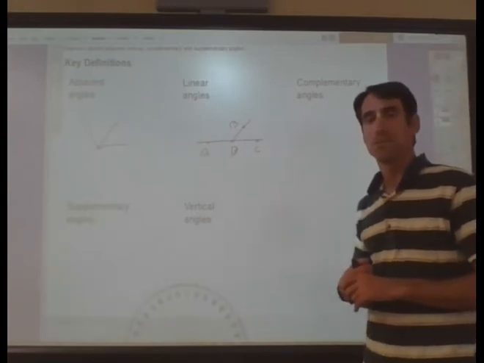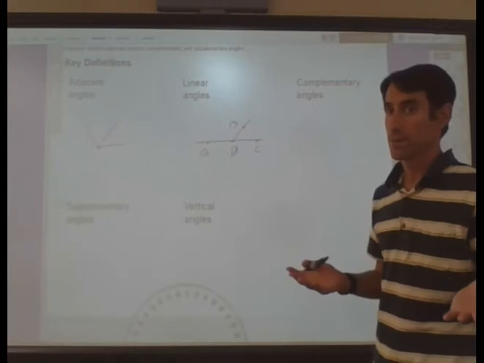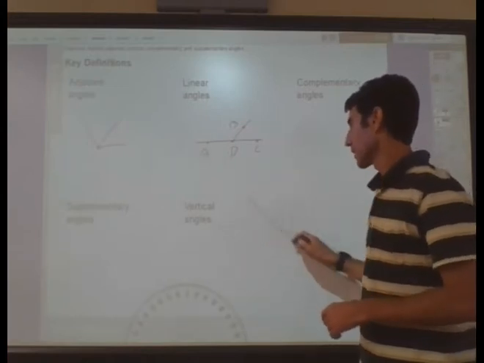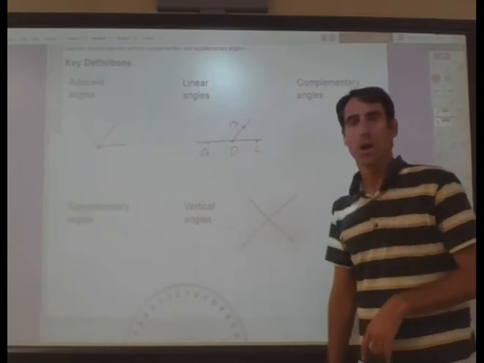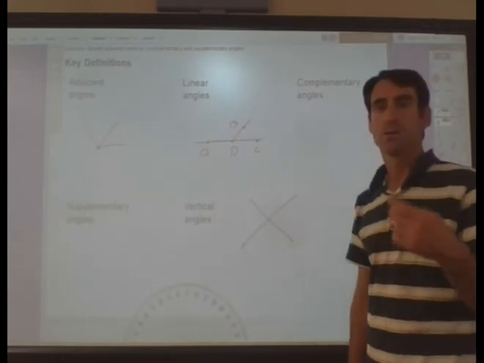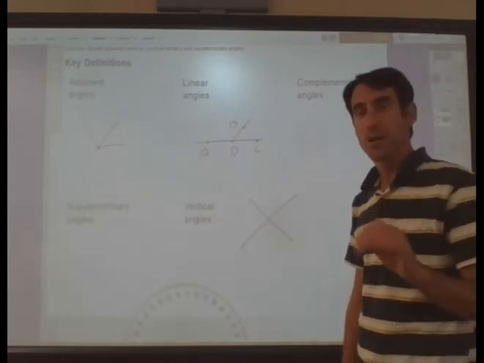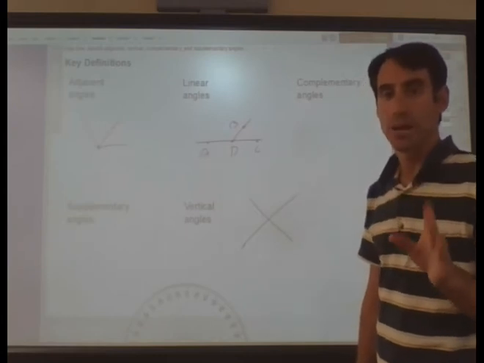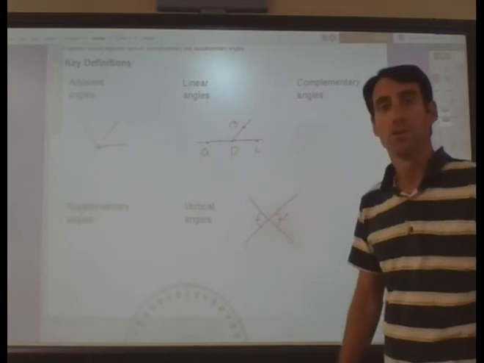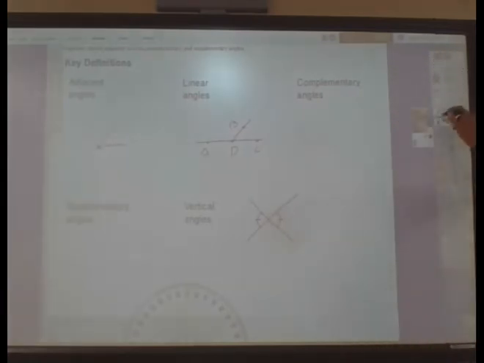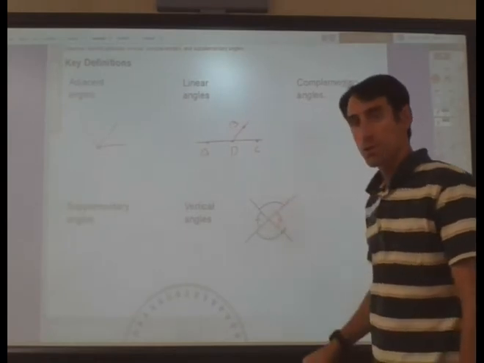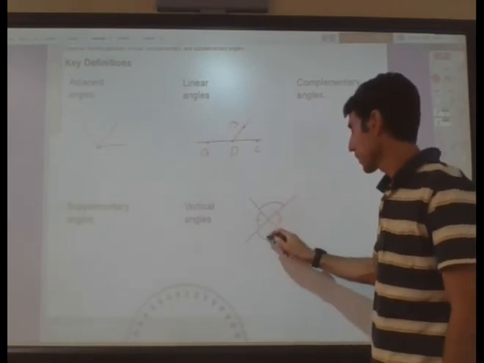Supplementary angles equal, come on, let's hear it. That's right, 180 degrees. Vertical angles are kind of cool. So when you have any two lines that cross, you will create two pairs of congruent angles, and each pair are referred to as vertical angles. So this angle is congruent to this angle, and they are called vertical angles. But also, this obtuse angle and this obtuse angle are also congruent, and they form a vertical pair as well.